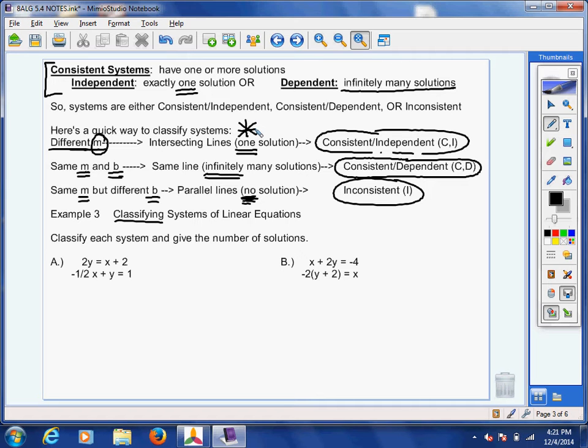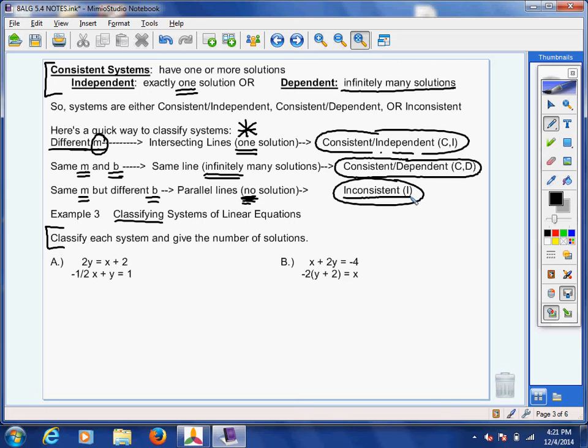So our directions are right here. Classify each system and give the number of solutions. So once we classify it, we can work backwards. If we figure out, hey, those are parallel lines, that means it's automatically inconsistent, then we would back up and go, hey, parallel lines don't crisscross, that means there's no solution. That's the number of solutions, okay?